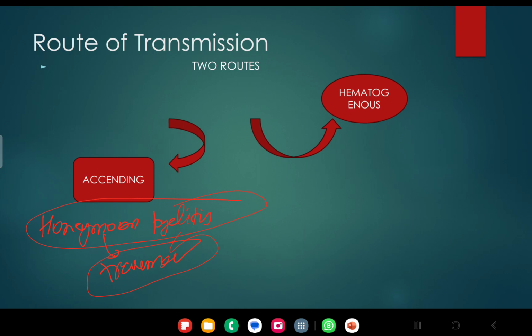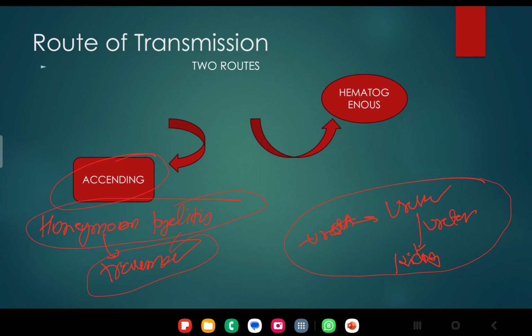But now the question is, why is it called the ascending route of transmission? It is called ascending because the bacteria come in contact with the urinary bladder, then pass to the urethra, and through the ureter pass to the kidney. That's why it is ascending, meaning it is against the urine flow. So we finish with the ascending type of infection.